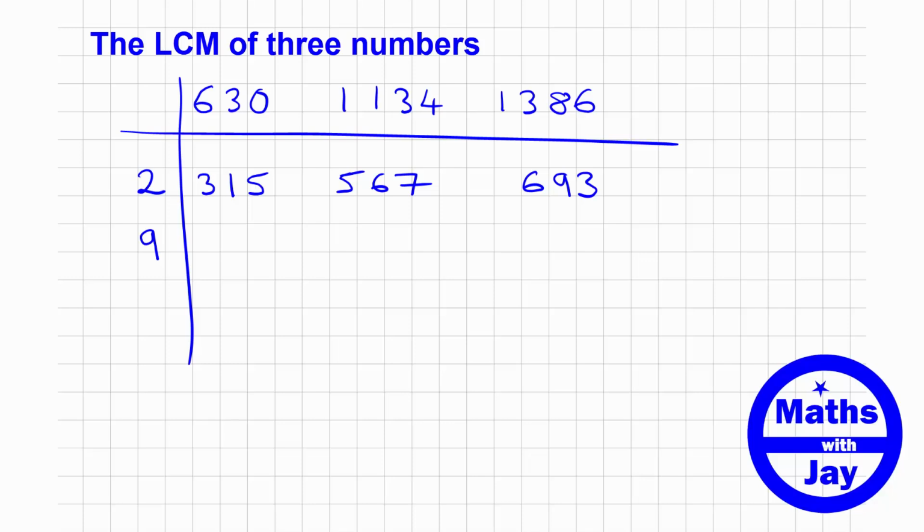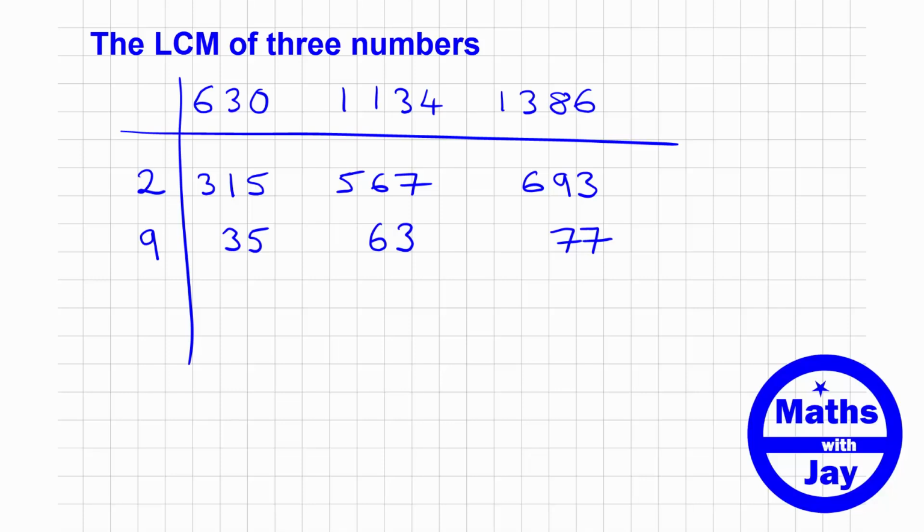So we're going to divide 9 into 315. 9 goes into 27 3 times, with a remainder of 4. 9 into 45 goes 5. And then 9 into 56: it goes into 54 6 times, remainder 2, so 9 into 27 goes 3. So that's 63. 9 into 63 goes 7 times, and then into 63 again goes 7. Right, so we've divided 9 into those three numbers.